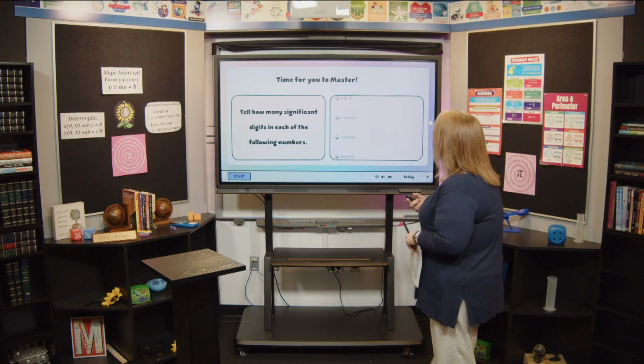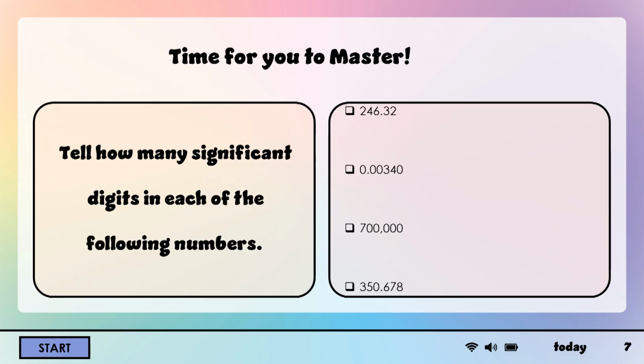Good job. All right, so now it's time for you to master. I want us to tell how many significant digits are in each of these following numbers. So go ahead and pause the video. You can work by yourself or with your table partners, and when you get done, come back to me and let's see what we got.